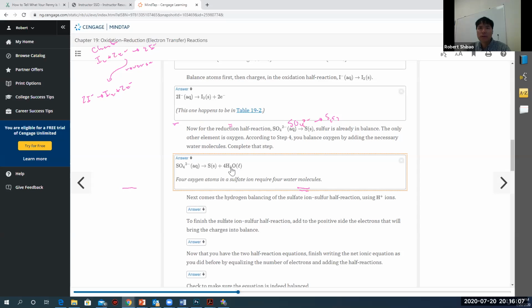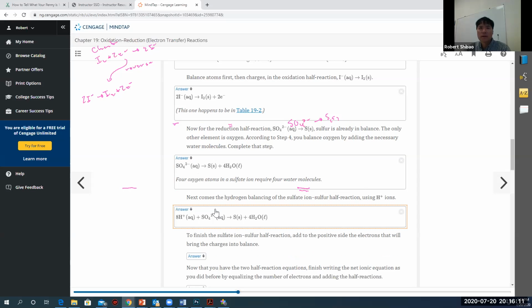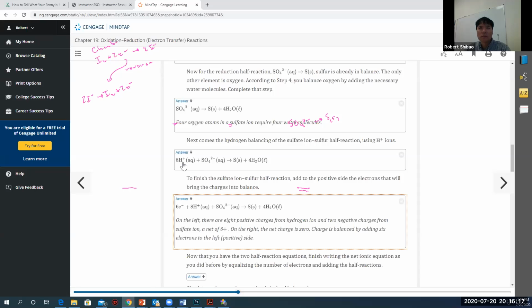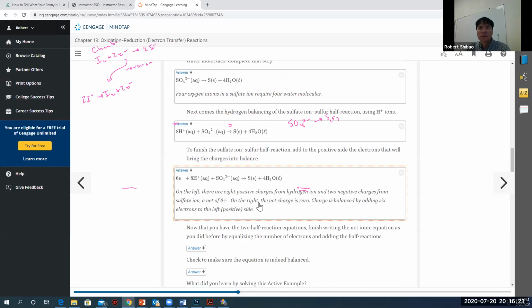So we need to balance out the oxygens, 4 waters. Then we need to balance out the hydrogens, 8 H pluses. Then we need to balance out the charge, you know, +8 minus 2 is +6. +6, we need 6 electrons. And then we have the balanced half reaction here.